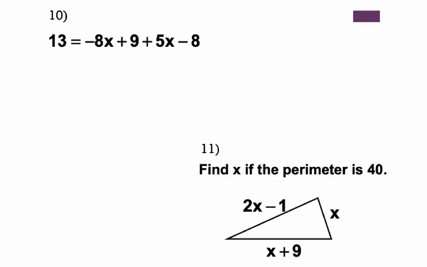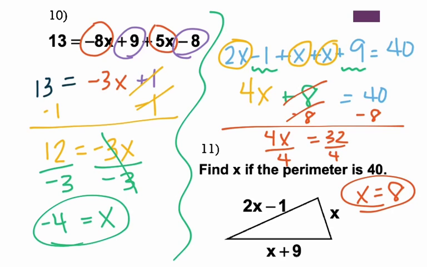All right, these are the last two examples for this section. So pause the video, and again, I will put my written work on the screen. Alrighty, for number 10, you should get the value of x is negative 4. And for number 11, you'll see my equation up top here in blue, adding up all those sides, setting it equal to 40 for the perimeter, solving for x, I get x is equal to 8.